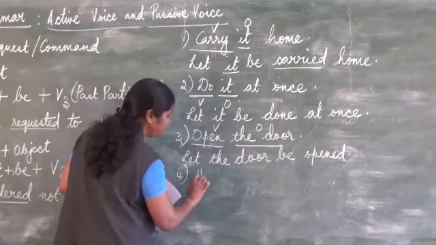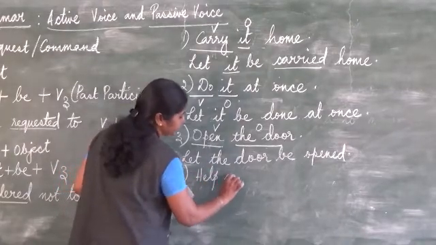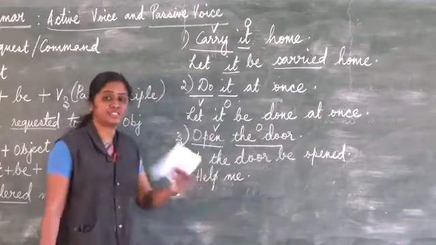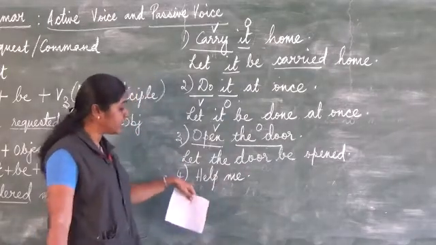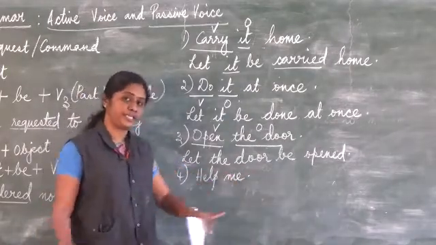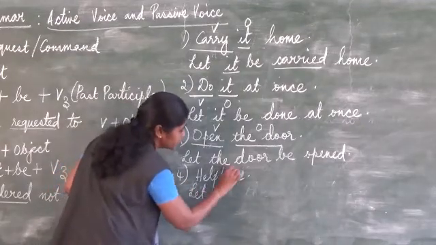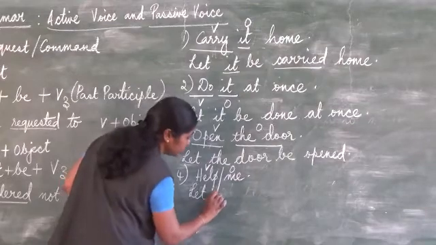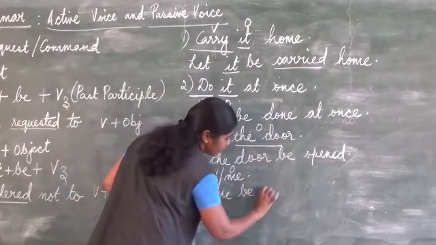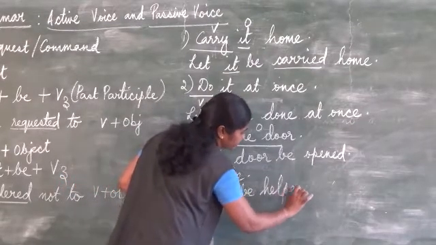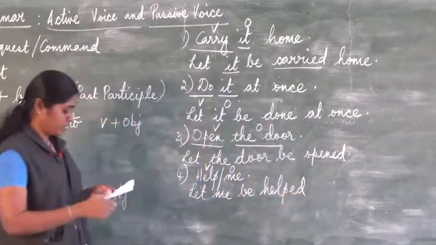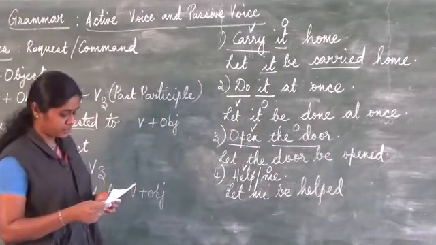Yes. Help me. Help me is a request. So obviously you are requested to help me. In case of the first method, let me is object, help is verb. So let me be helped. Is it clear?